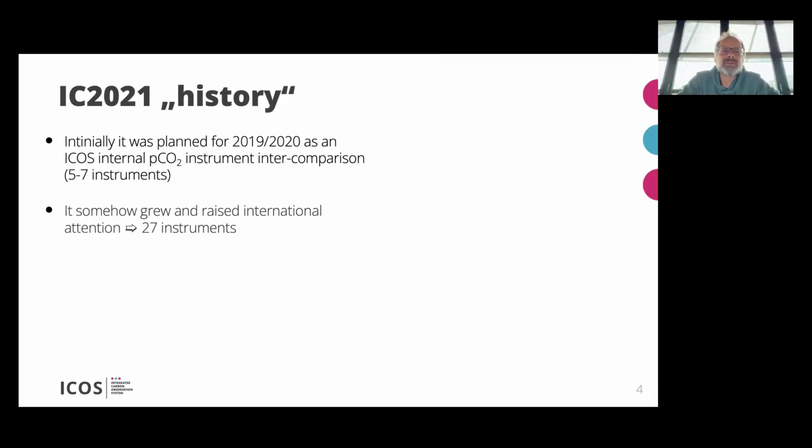Again, a little bit of history, maybe why we did it the way we did it, because it might not be totally clear. It was initially planned for 2019-2020 as an ICOS internal pCO2 instrument intercomparison with 5 to 7 instruments. Somehow the attention grew and it got internationally recognized, and we ended up with 27 instruments. Some of them were the same type of instrument, maybe like 20 different types, but in total 27 instruments wanted to participate in this intercomparison.